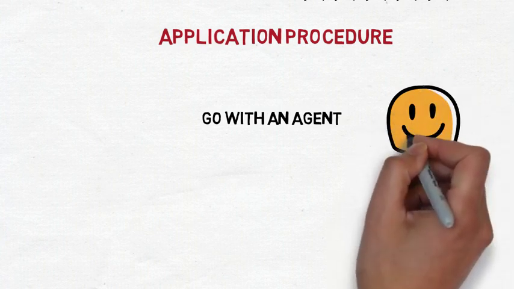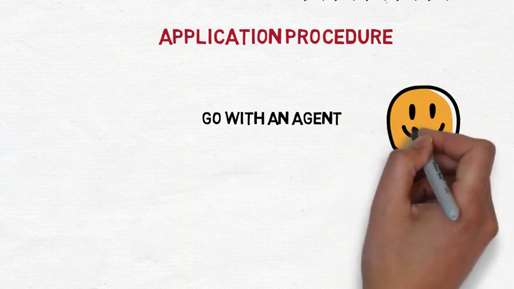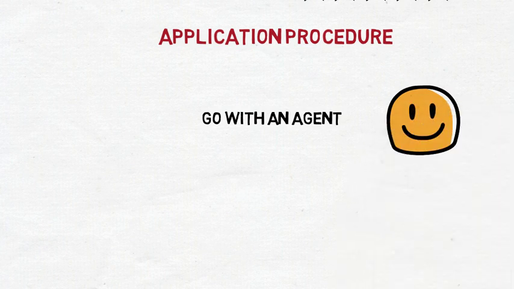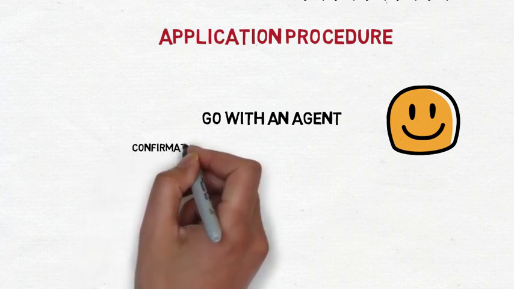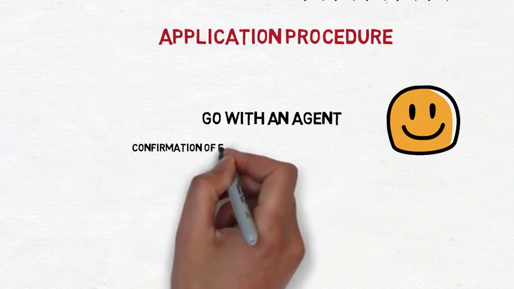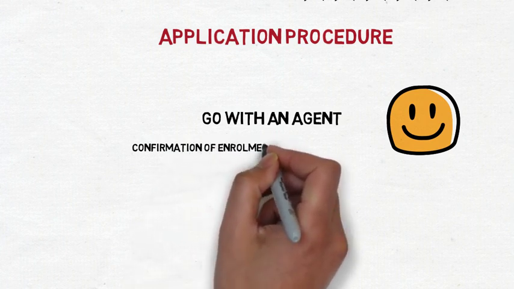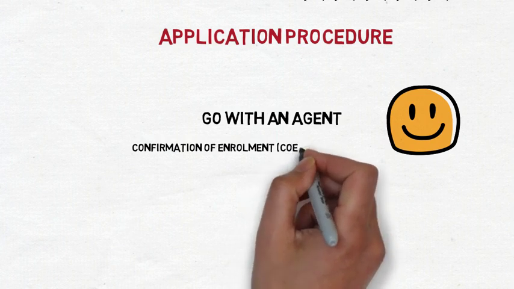You go to your agent, and that agent will tell you the details and apply to the universities on your behalf. When you get admission, the university or institution will send you a confirmation of enrollment letter in your name, and on the basis of that enrollment letter you can apply for your visa.